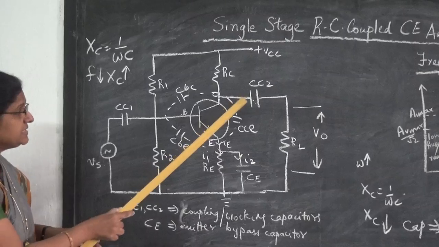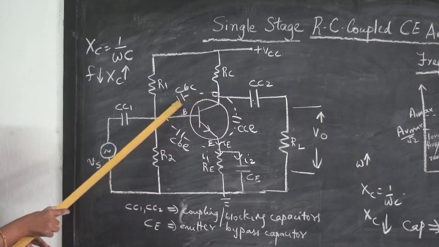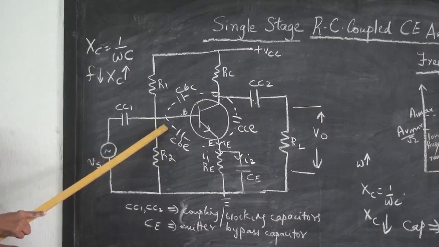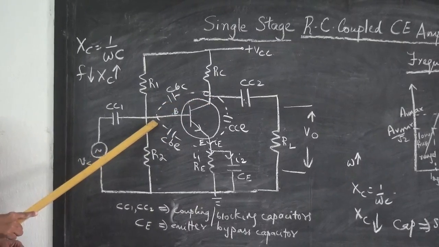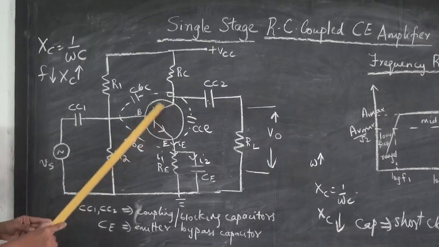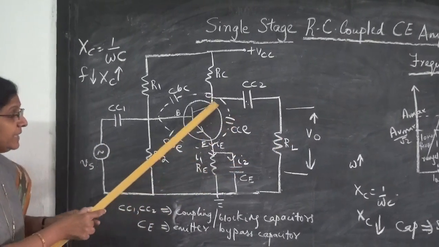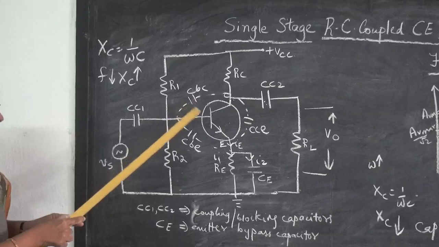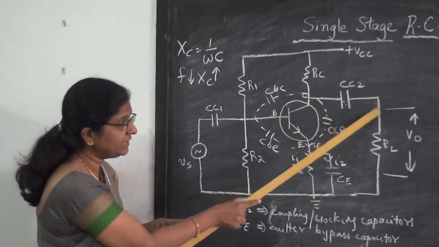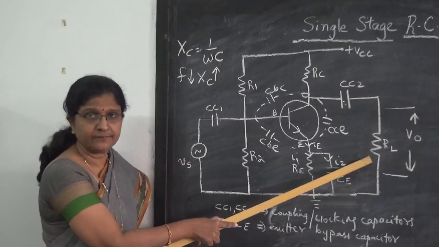Now at these high frequencies, these behave like short circuits, and they form a feedback path for the current to flow back. We want the entire input current to flow here, get amplified and then reach here. But here there is a feedback path, which causes some of the current to flow back. So naturally your output voltage will decrease.